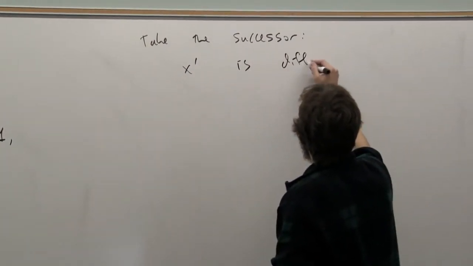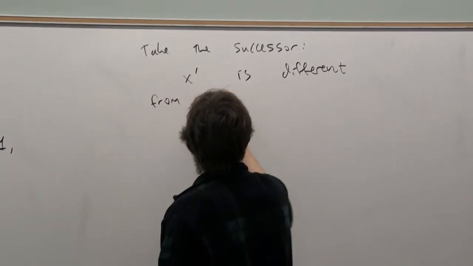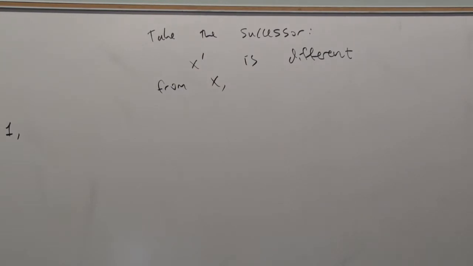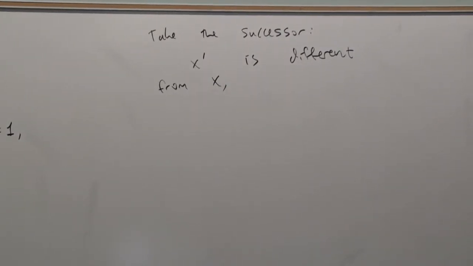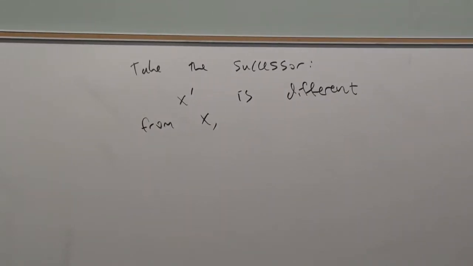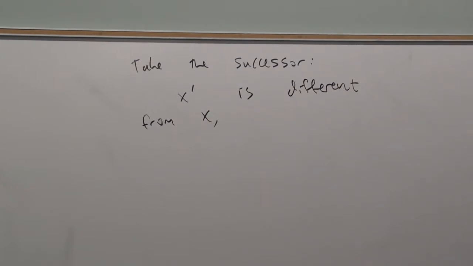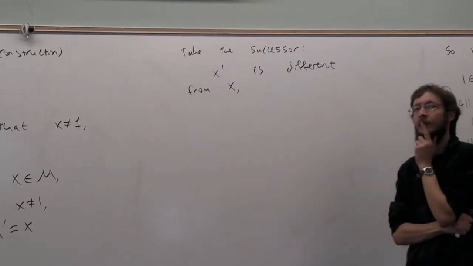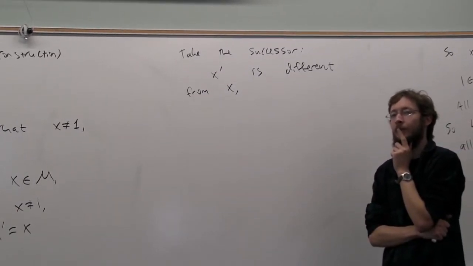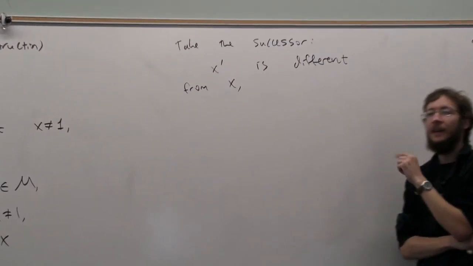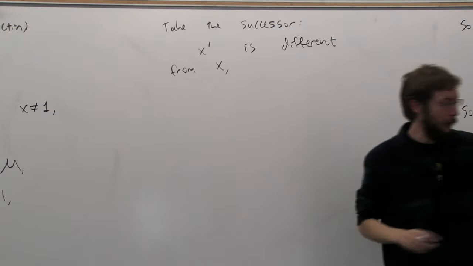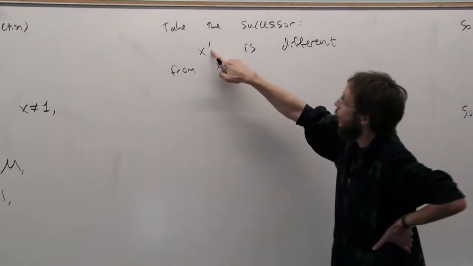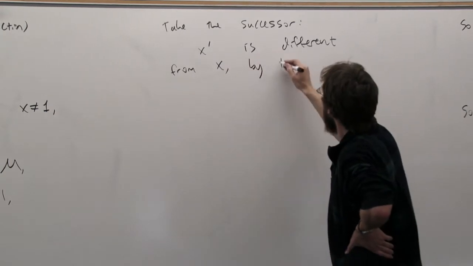X successor is different from x. How do we know that? Because, say that x is 5, the successor can't be 5. It can't be the same number. The successor has to be different from the thing you started with, right? So that has a name. That's called theorem 2. Every number's successor is different from the original. So when we take x successor, we know it's different from x by theorem 2.